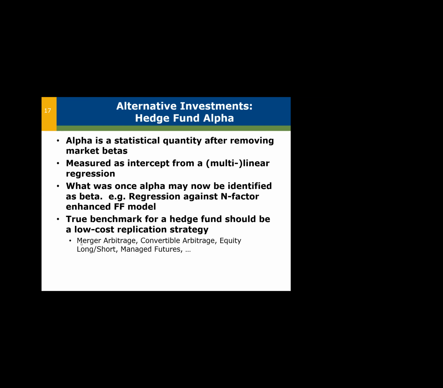So some examples of early strategies that became easily replicable are merger arbitrage, convertible arbitrage, equity long short, and managed futures. I won't go into it in detail here, but there are a couple of upcoming lectures where we drill into generating alpha, or generating value add, and I'll get into the details of exactly how these strategies can be replicated.